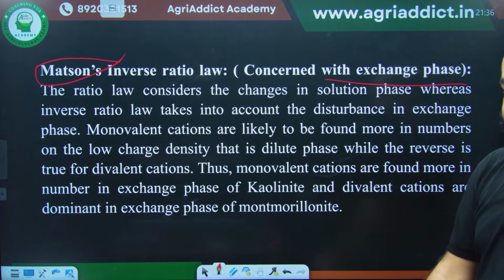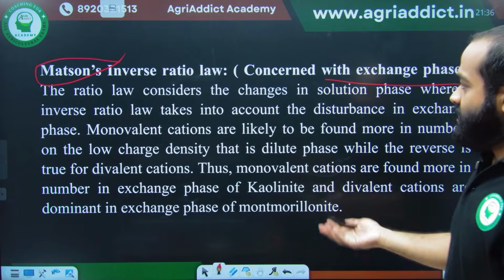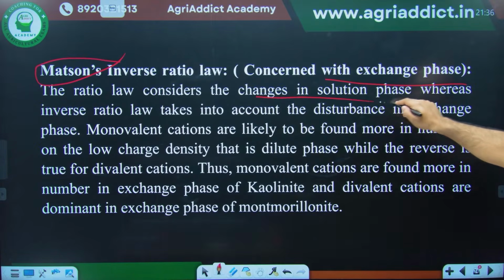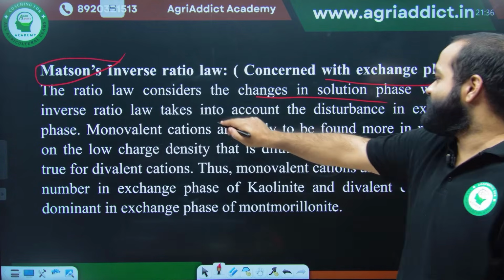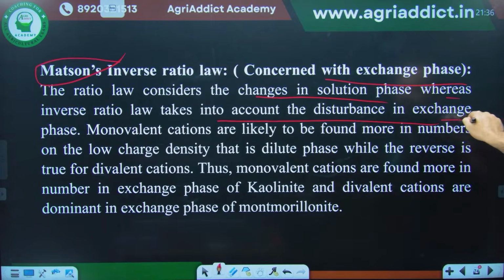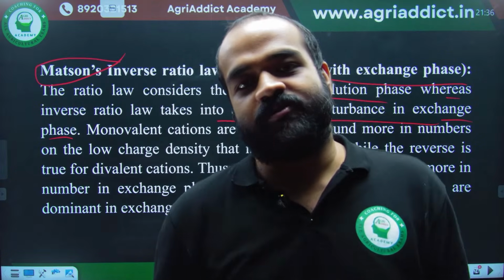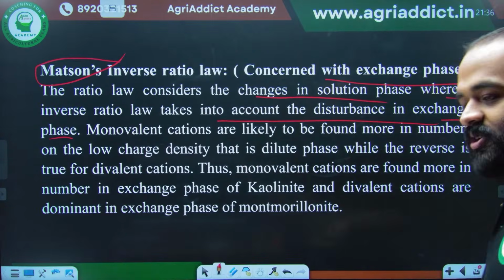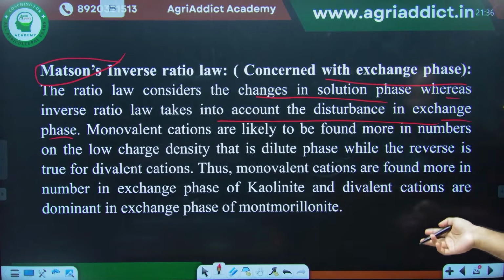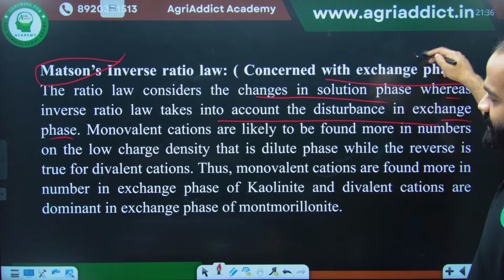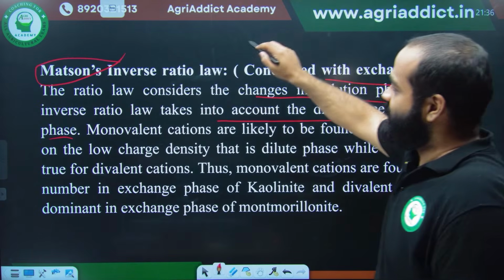Similarly, in case of inverse ratio law, the ratio law considers change in solution phase, whereas inverse ratio law takes into account the disturbance in the exchange phase. So if there is disturbance in the solution phase, what change comes in the equilibrium? That is ratio law. If there is disturbance in the exchange phase, what change comes in the equilibrium? That is inverse ratio law. So that is Matson's.